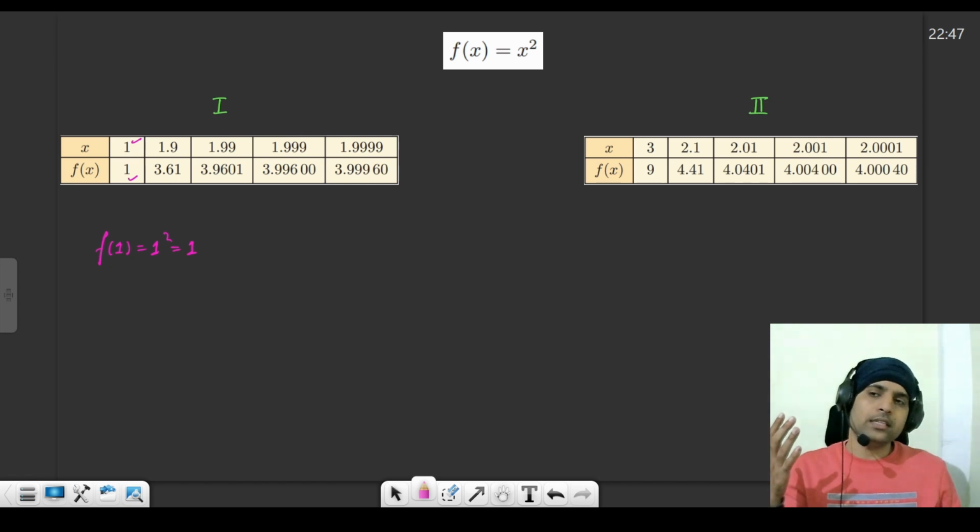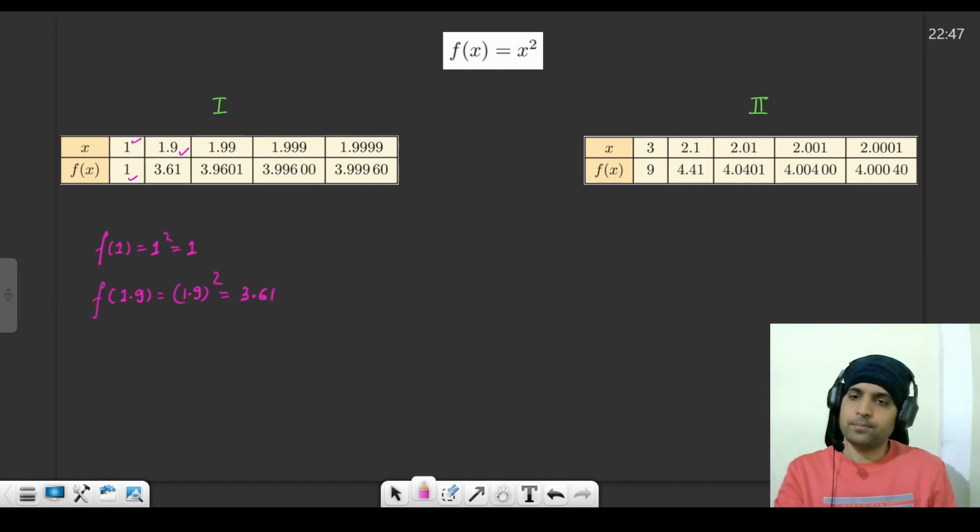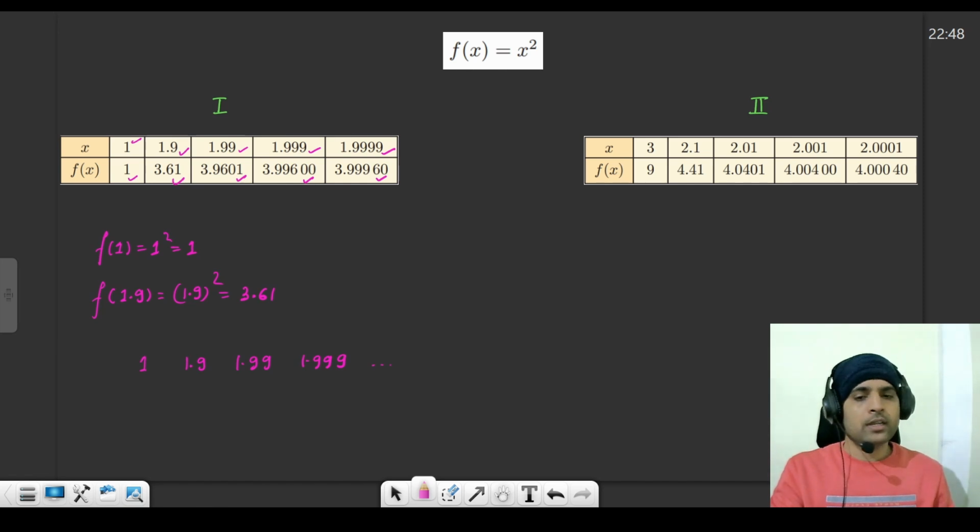Then I am increasing the value of x from 1 to 1.9. So what will happen in that case? f of 1.9 will be equal to 1.9 squared, and that will be equal to 3.61. So f of x became 3.61. In the next step, again I increased the value of x to 1.99. So the result is this. Again I am increasing the value of x, result is this. And again increasing. But look at the values of x which I have taken. I have taken the value of x starting from 1. Then I took 1.9, then 1.99, then 1.999, and so on. So what I am doing? I am trying to basically reach 2. Okay, I am trying to reach 2 as the value of x.